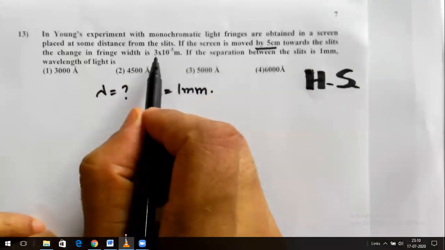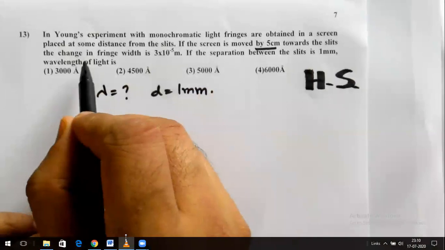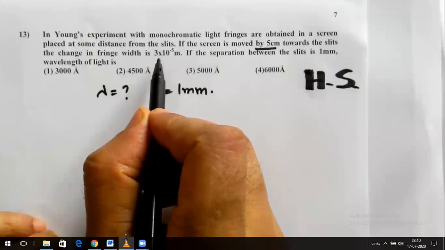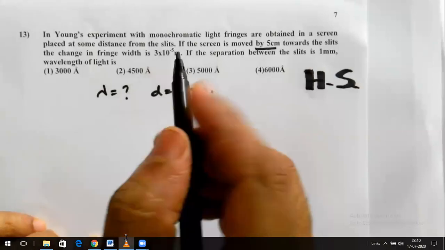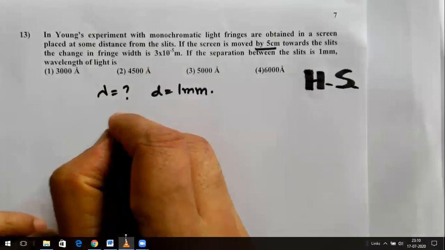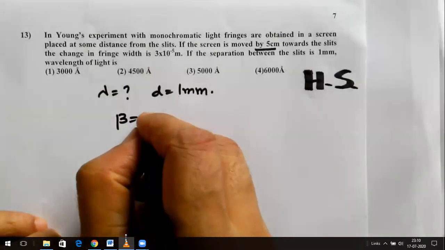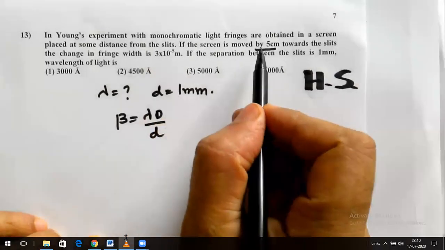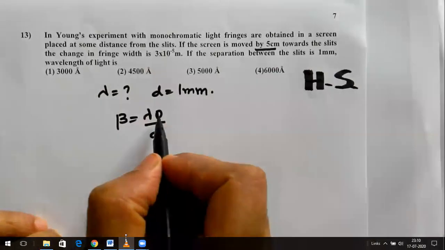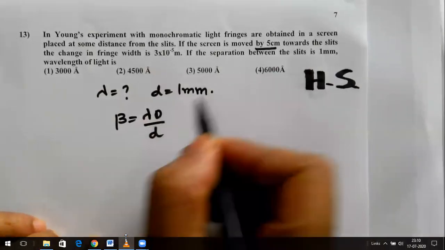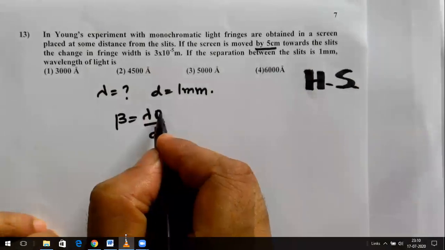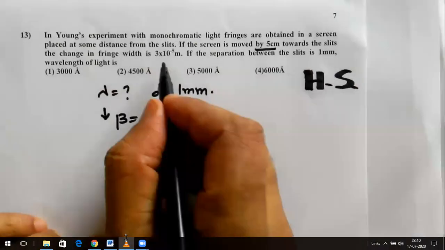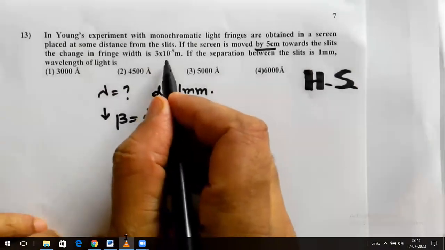Now here, how to take this 3 into 10 to the minus 5? That is a change in the fringe width. Shall we add it to the old fringe width or shall we subtract it from the old fringe width? In order to analyze this, the formula for fringe width is beta is equal to lambda D by d. Now here, if the screen is moved by 5 centimeter towards the slits, that means this capital D is made less by 5 centimeters. So the new value of D will be D minus 5. So when D decreases, automatically beta decreases. So the new value of beta should be 3 into 10 to the power minus 5 meters less.